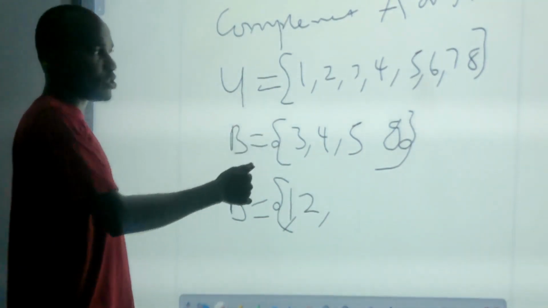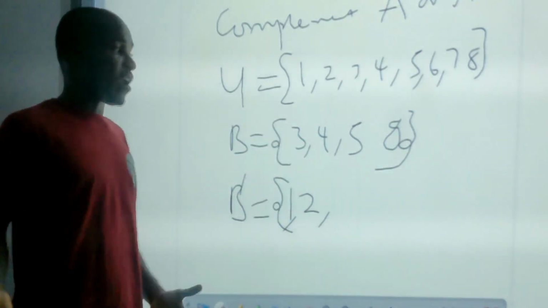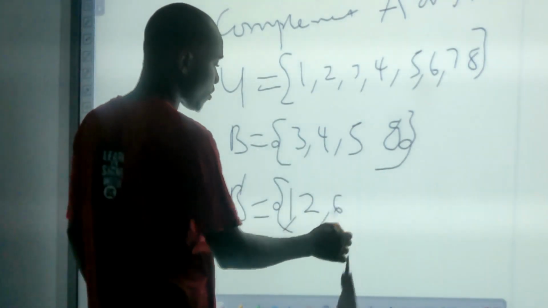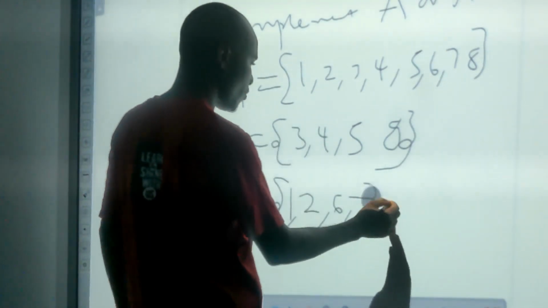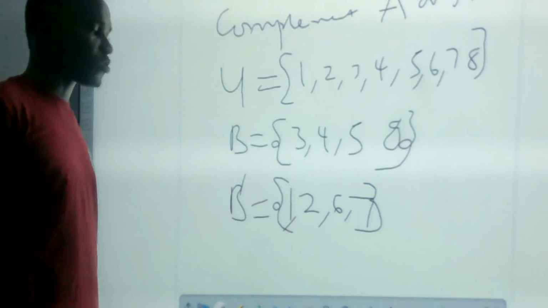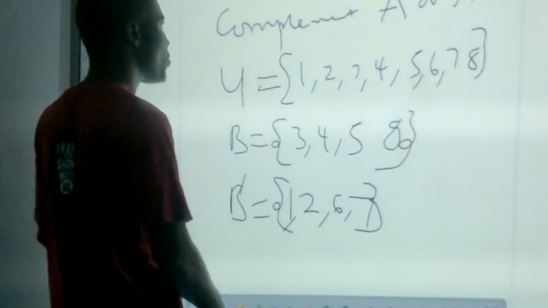3 is in B, so it's not a complement element. 4 is in B, it's not a complement element. 5 is there, it's not a complement. 6 is not there. 7 is not there, and 8 is there, so 8 is not a complement element. So the complement of B is 1, 2, 6, 7. That is what defines a complement. So I think we are good.